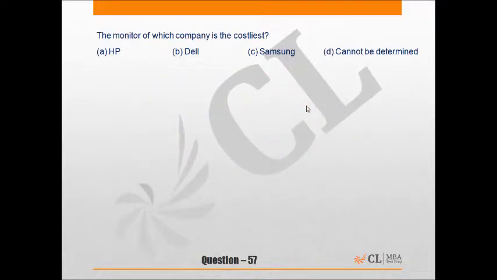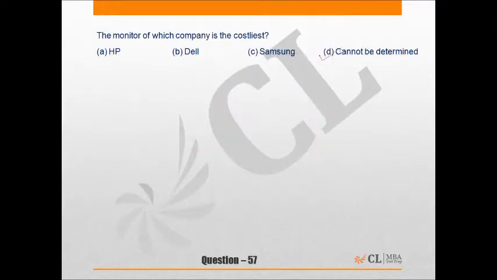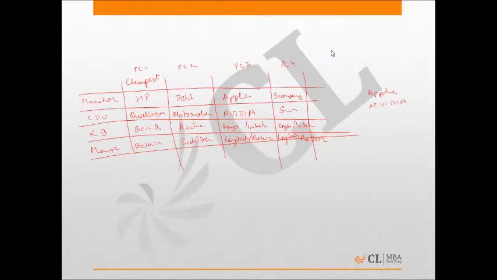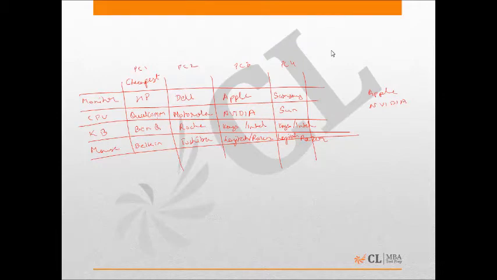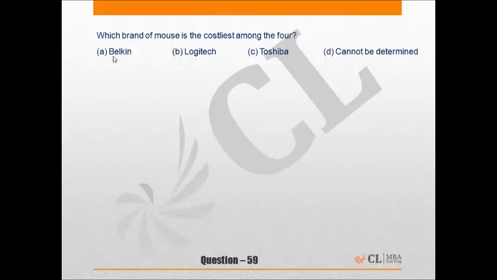The monitor of which company is the costliest? I know that either PC3 or PC4 is the costliest. The monitors are either Apple or Samsung, so I cannot determine which is the answer. It's option D. Which of the following is the right combination? From the table, Motorola does not come with HP, so that is a wrong combination. Second, Dell Qualcomm is also a wrong combination. Third, Dell Motorola is a right combination with Roche and Toshiba. So option C is the correct answer. Next, which brand of mouse is the costliest among the four? We have already seen it is Logitech, so it's option B.